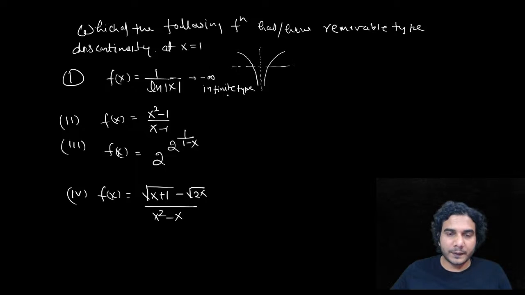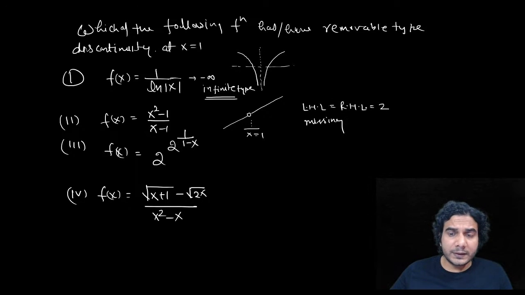Infinite type, first one. Second, if you find the limit, then the left hand limit and right hand limit are going to be 2, right? You know that x minus 1 we can cancel, and it's a line which is not defined at x is equal to 1. So at 1 it is not defined, so it is removable type but not isolated, it is a missing point. At x is equal to 1 there is no value, so it is a missing point. Got it?